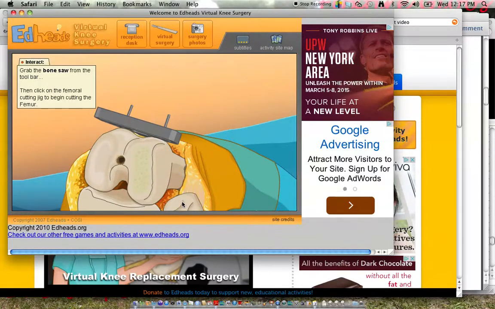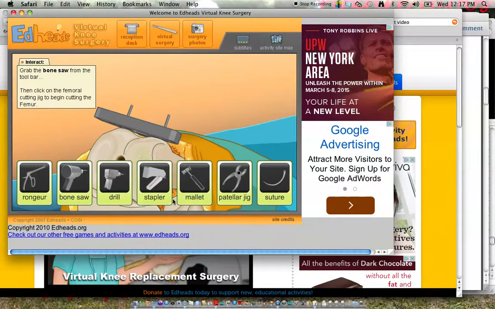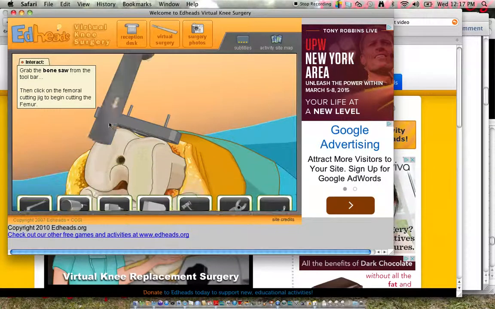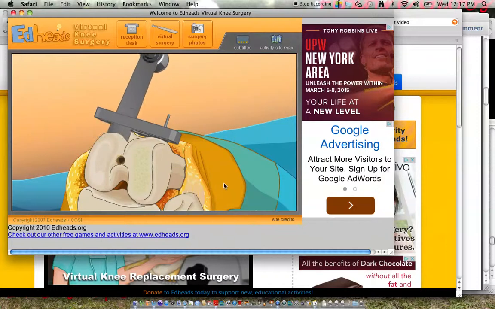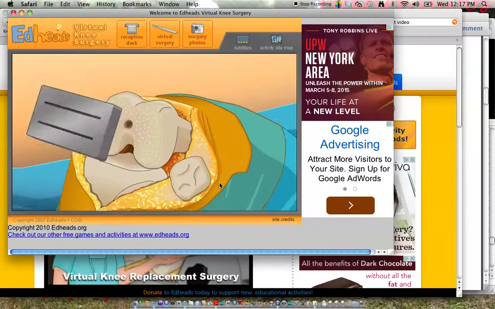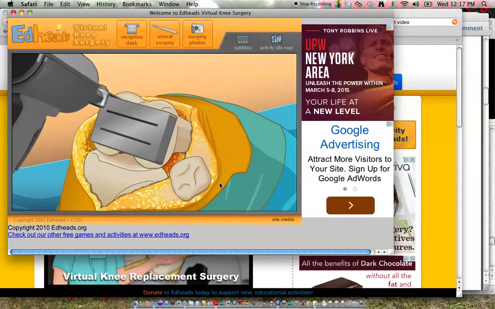Now for some real bone shaping. Use the bone saw to cut the bone so it is prepared for the new femoral component. Another cutting jig, along with the bone saw, allows us to finish shaping the femur.